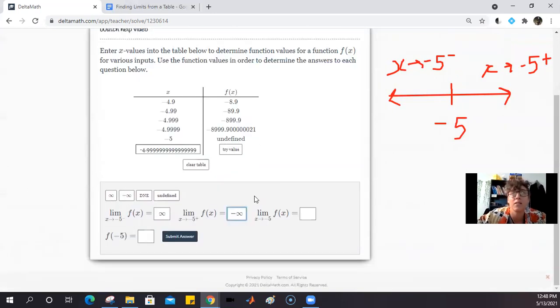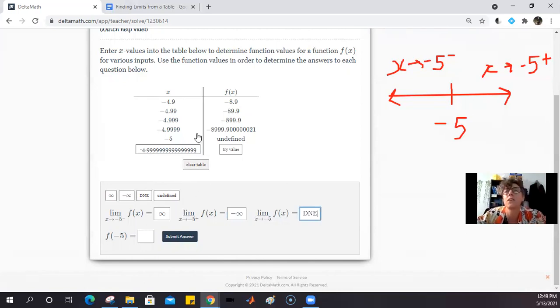Negative infinity, which means for the limit as x approaches -5, these two limits from the right and left weren't the same thing. So that means the limit does not exist. D and E, it does not exist.